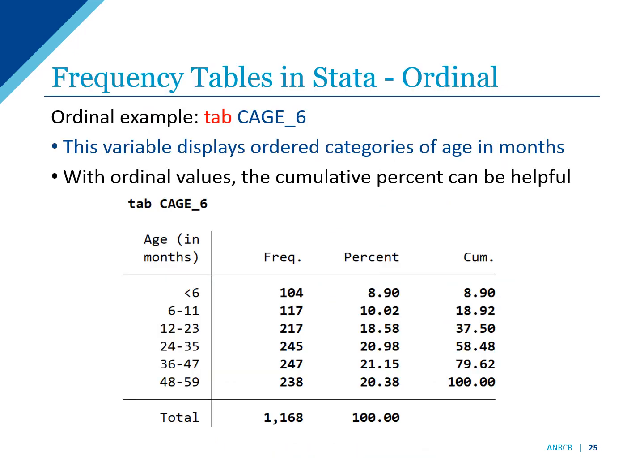Let's run a frequency table for an ordinal variable. Use the command tab with the variable cage_6, which is age in months in 6 categories. With ordinal variables, the cumulative percent can be useful, and you can see, for example, that 37.5% of all the children in this sample are under the age of 24 months or 2 years.